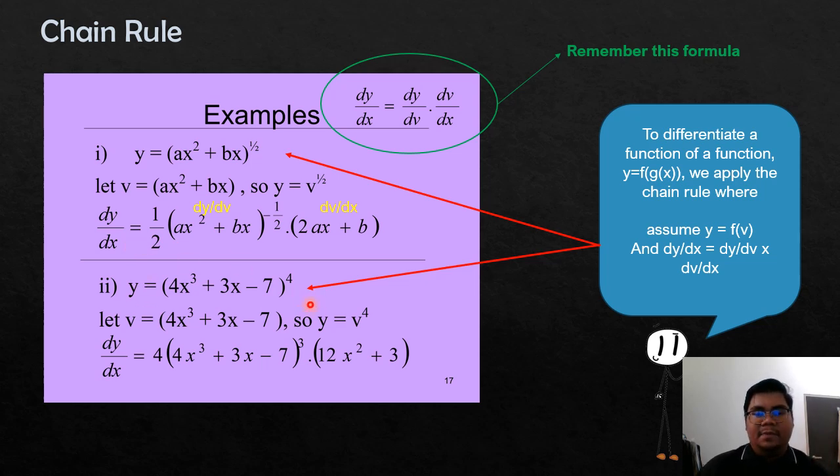Same goes for the second example here. We have a function in a bracket to the power of 4, and we let v be the function inside the bracket, so y equals v to the power of 4. Then we move 4 to the front, and 4 minus 1 is 3. We replace v inside the bracket with the original expression, and we multiply by dv over dx. We know v is 4x cubed plus 3x minus 7, so dv over dx becomes 12x squared plus 3, and we are able to solve this. So we differentiate a function of f inside the bracket, g(x), meaning there's a chain expression there.